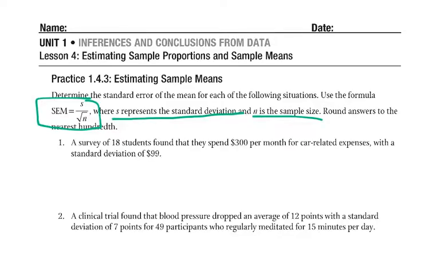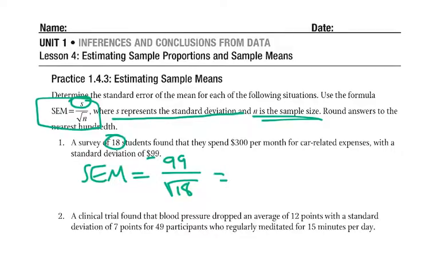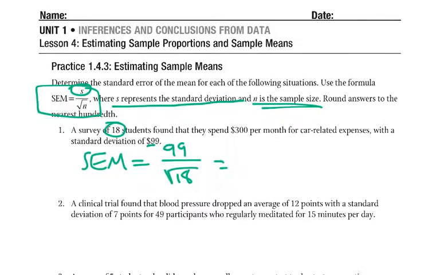A survey of 18 students found that they spent $300 per month for car-related expenses with a standard deviation of $99. So to find the standard error of the mean, we take S, the standard deviation, which was 99, divided by the square root of N, our sample size, which was 18 students. Most likely we're just going to type that in a calculator. We end up with 23.3345. Rounded to the nearest hundredth, look behind the 3, it's a 4, so 23.33 would be our standard error of the mean.